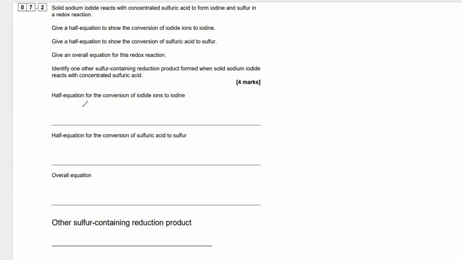So we want to write our iodide ions here, and we're converting those to iodine. Now, you should remember by now, you're doing A-level, iodine is diatomic, so we need I2. That means I'm going to need 2 iodide ions, and of course, they're going to release 2 electrons. I like to put a little minus next to my electron, but it's not required.